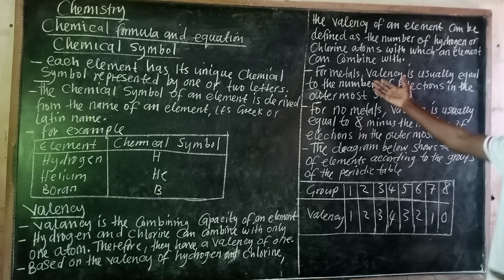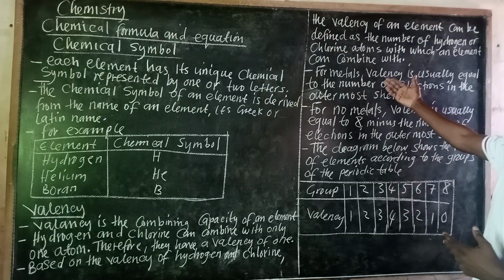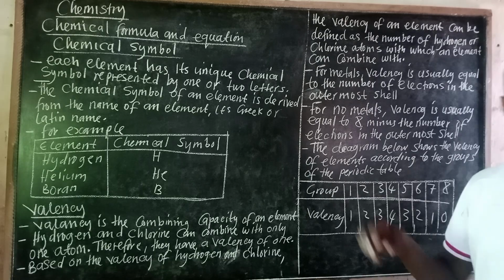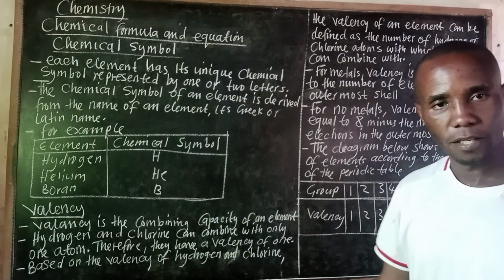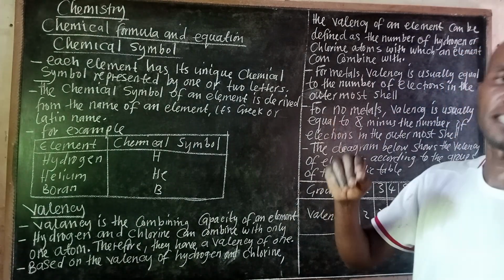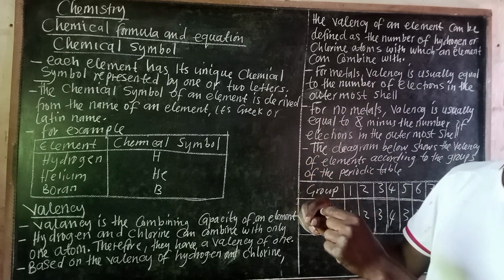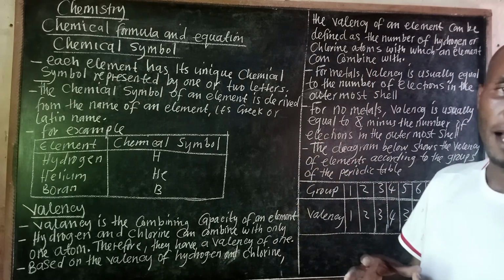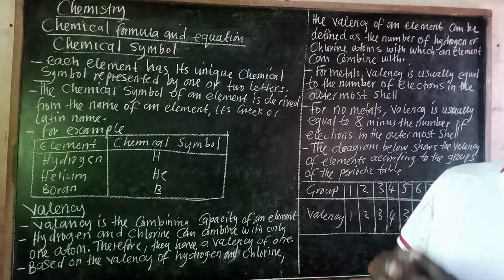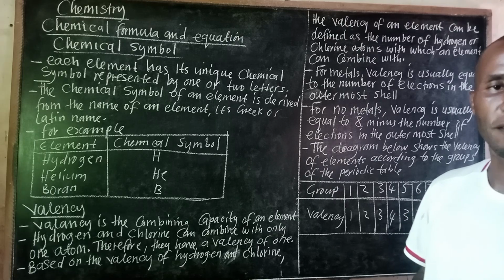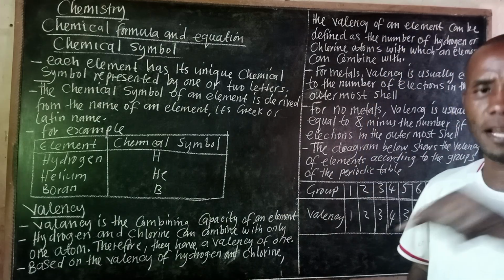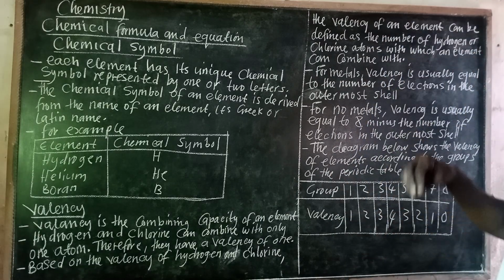What is valence for metals? Metal valence is usually equal to the number of electrons in the outermost shell. So with metals, the number found in the outermost shell is the valence. That is also determined by the group. For example, if an element is in group 1, that is a metal, so the electron in the outermost shell of that element is 1. That is the valence.